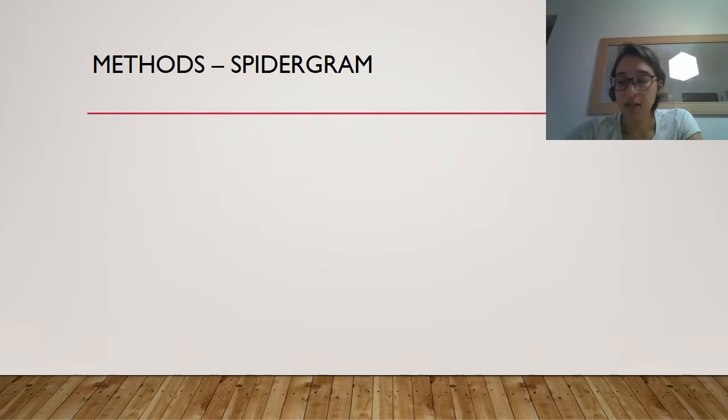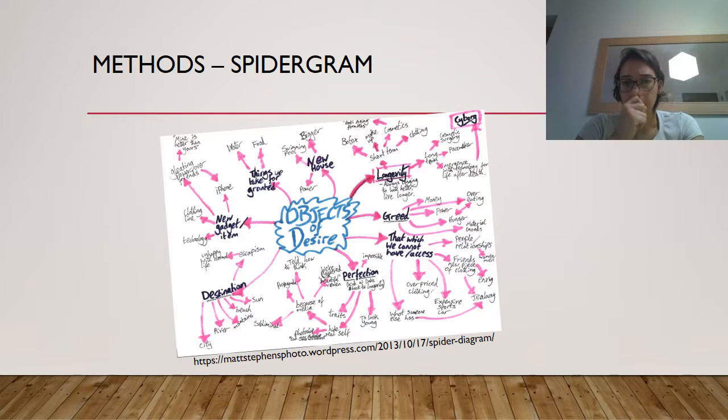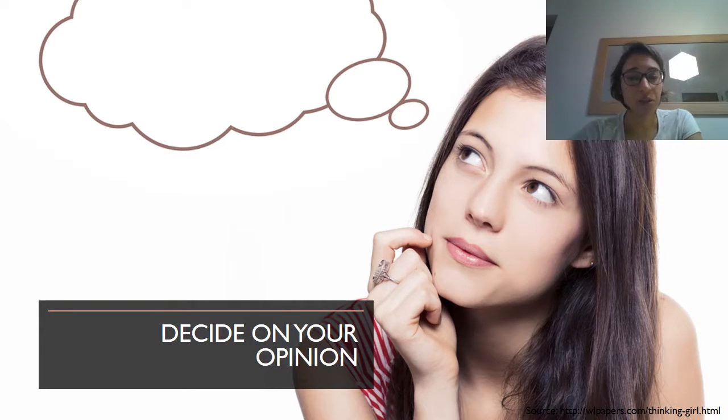There are different methods to help you write an essay. And the best one, as I see, and easiest, is the spidergram. First of all, to come up with a spidergram, decide on your opinion. Why study history? So you would have to think what your opinion is about it. So decide if you were for or against it.